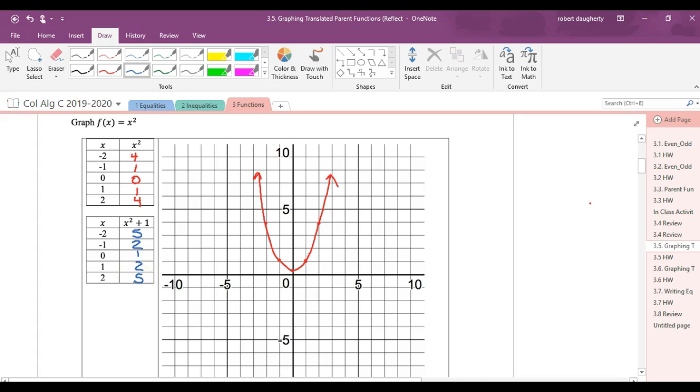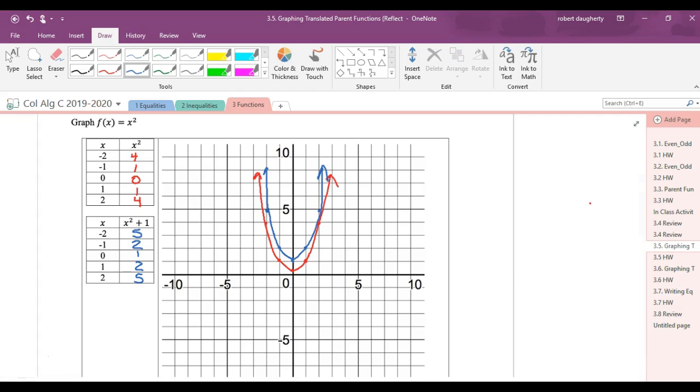So now I need to graph these points. Negative 2, 5. Negative 1, 2. 0, 1. 1, 2. And 2, 5. Okay. And if I look at the graph of this in blue, what's the difference between the blue graph and the red graph?